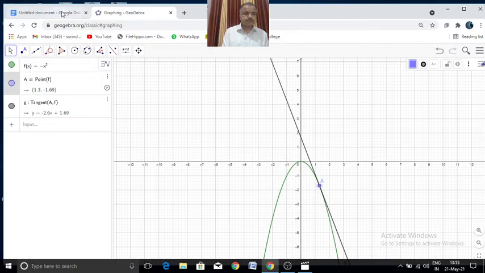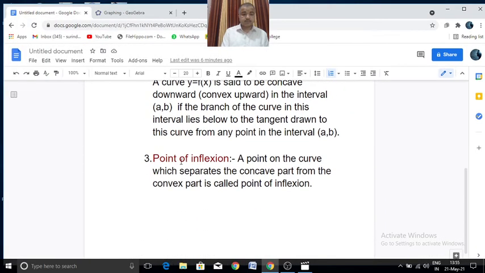Next, point of inflection. A point on the curve which separates the concave part from the convex part is called a point of inflection. There may be curves in which, in two consecutive intervals, say (a, b) and (b, c), in (a, b) the curve is concave upward or concave downward, and in (b, c) it is concave downward or concave upward. So concavity and convexity are separated at the point B. So this B is the point of inflection of the curve.